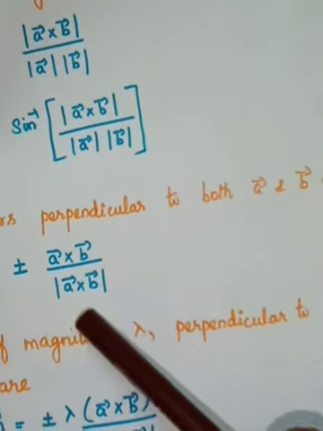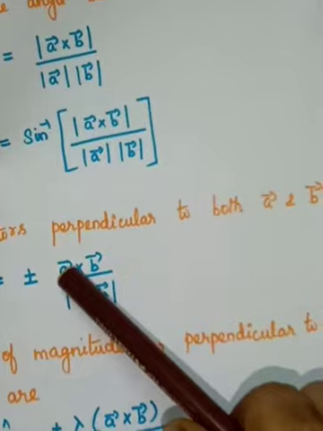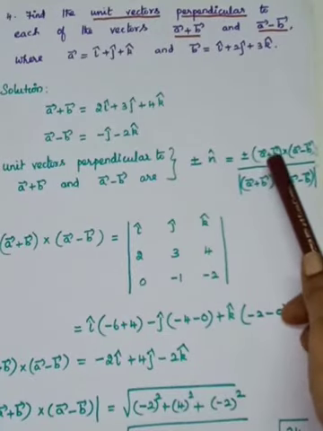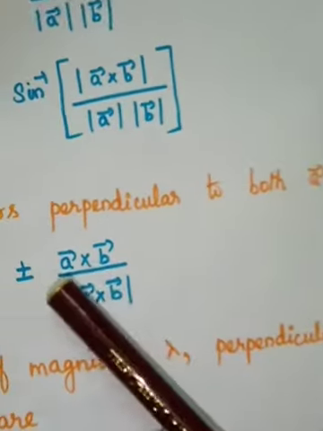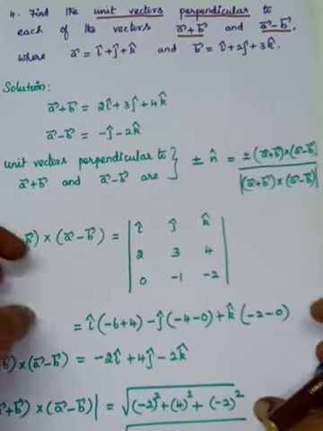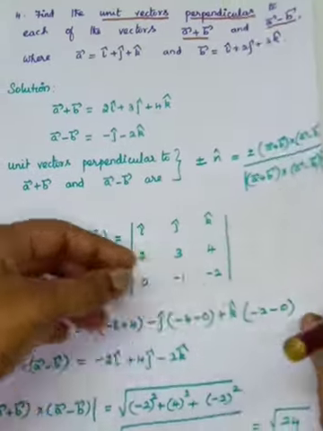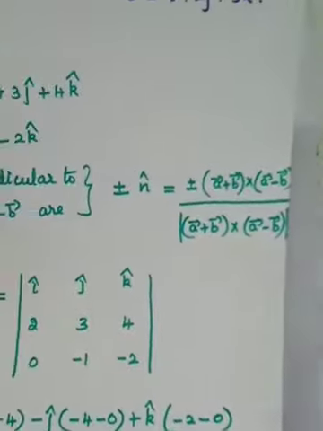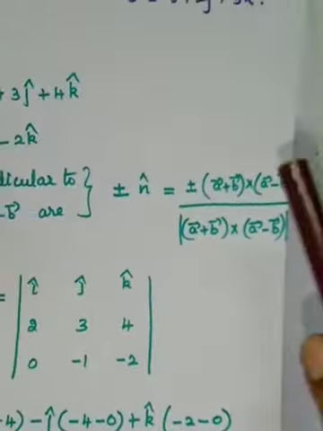So when you substitute in the formula, in the place of a vector, what has to come? A vector plus b vector. In between, what are you having? Cross. In the place of b vector, what will you write? A vector minus b vector, divided by the magnitude of it. Okay, so here if you want to use this formula, first what is needed? You need a vector plus b vector.